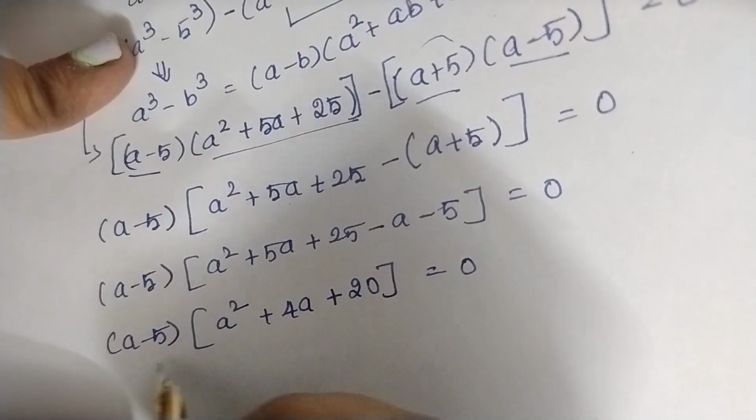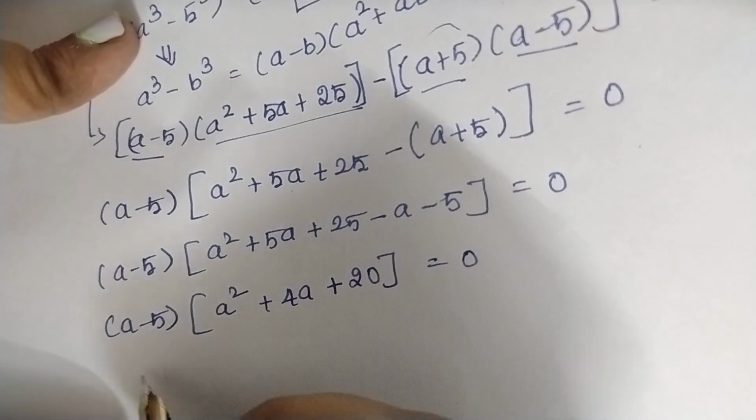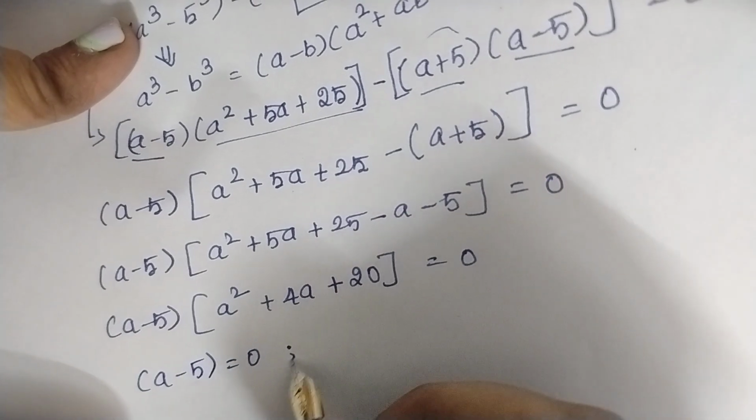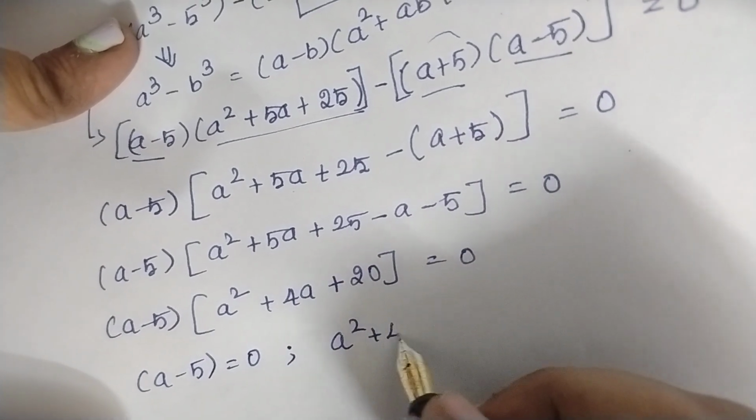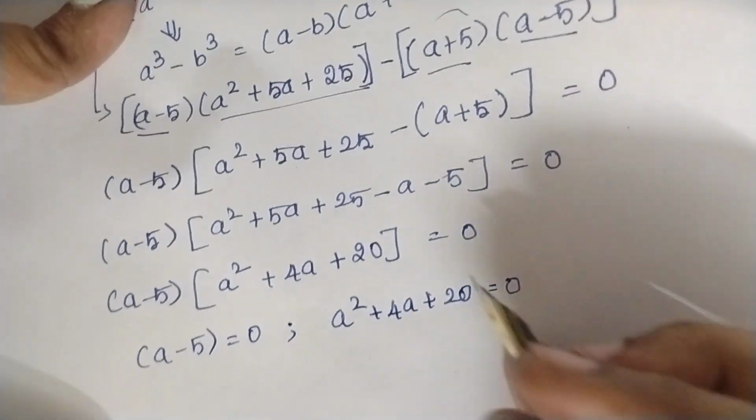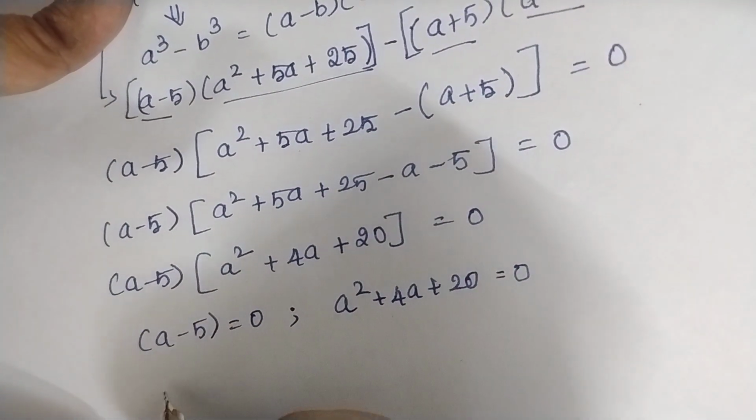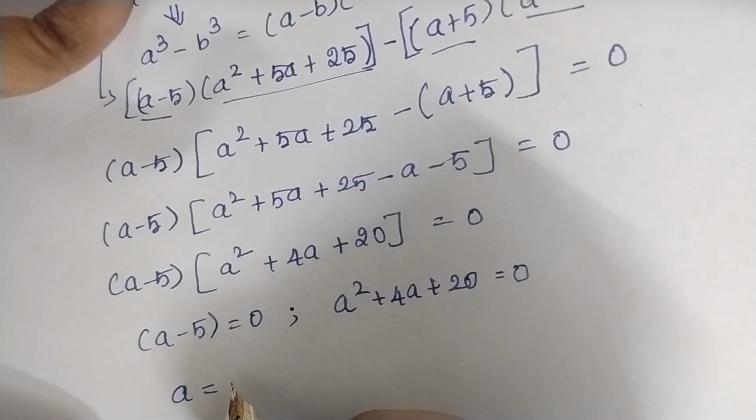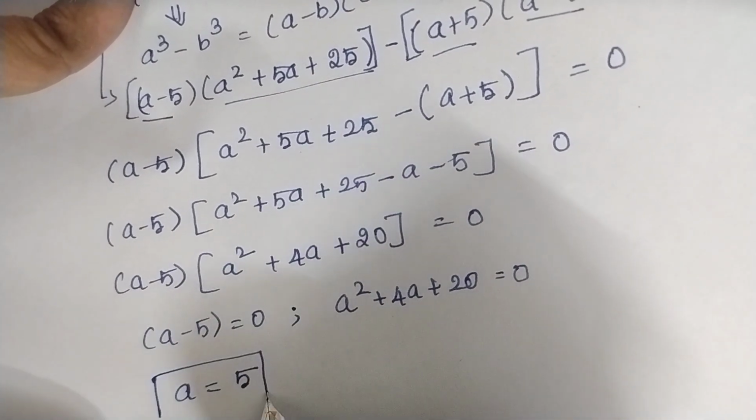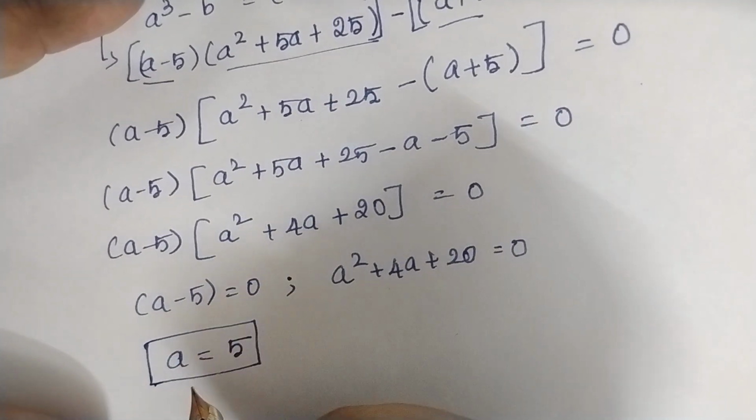So now I am going to equate that to 0 separately. Therefore a minus 5 is equal to 0. Similarly a square plus 4a plus 20 is equal to 0. So by seeing this, a is equal to 5. So here I found a is equal to 5, but we actually need to find the x value.